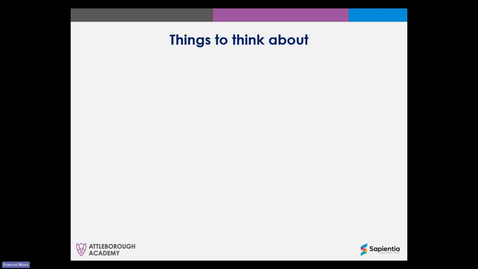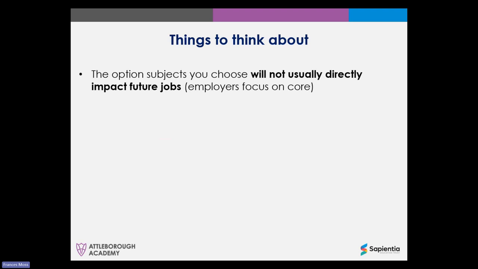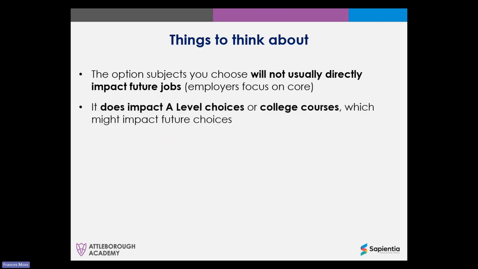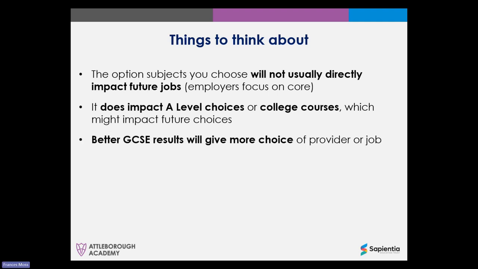Things to think about in this decision making process: the option subjects that you choose do not normally have a direct impact on your future jobs. Employers, when they're looking at CVs, for example, are more likely to focus on looking at core, which everybody does. However, saying that, it might well impact the A-level choices that you want to go on to, because some A-levels do state that they want certain GCSEs to be taken to be getting onto those courses. Better GCSE results will give you more choice of provider for your next steps of education or employment.